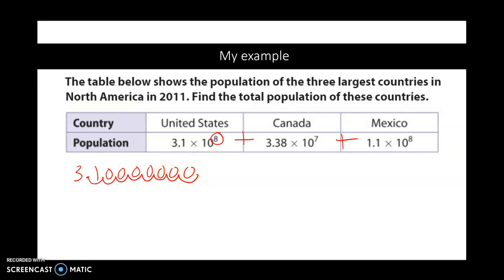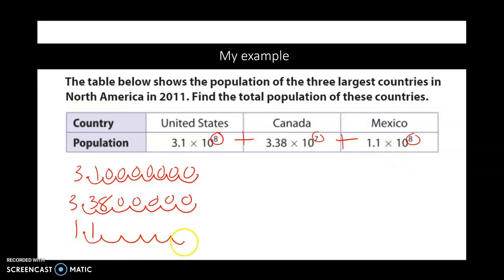And I'm going to do the same thing for Canada. So I got 3.38 times 10 to the 7th. So I'm going to move this 7 times. 1, 2, 3, 4, 5, 6, 7. Every egg gets a basket. And last but not least, I have 1.1. Move it 8 times. 1, 2, 3, 4, 5, 6, 7, 8. Fill in with zeros.